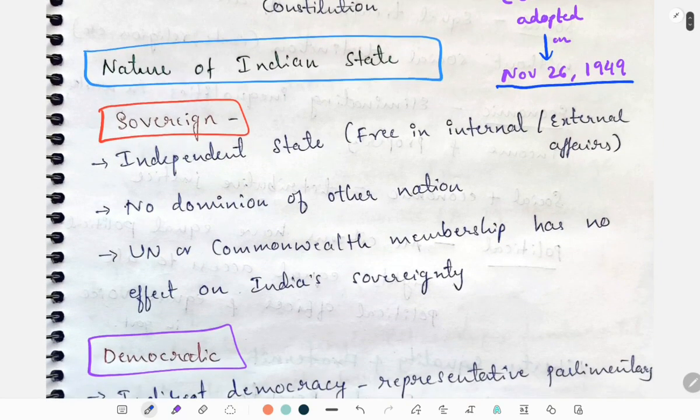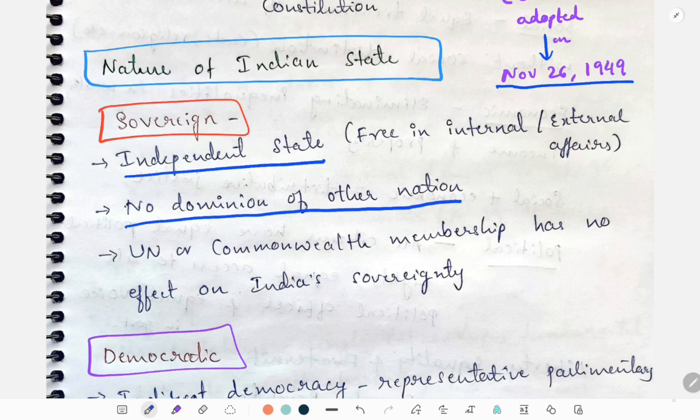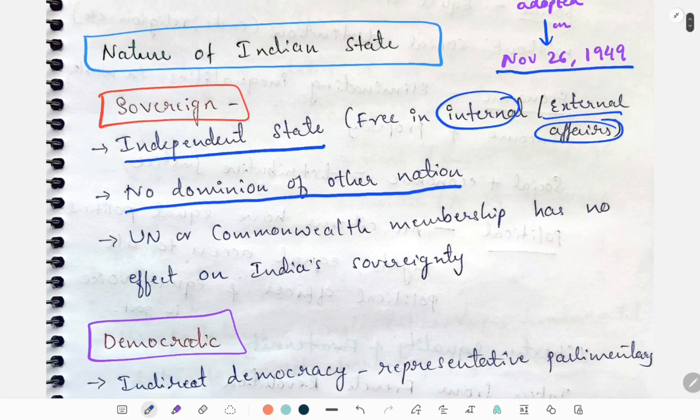Next, we'll see the nature of the Indian state. First one, sovereign. The word sovereign implies that India is neither a dependency nor a dominion of any other nation, but an independent state. It is free to conduct its internal and external affairs. Membership of the UN or the Commonwealth has no effect on Indian sovereignty.